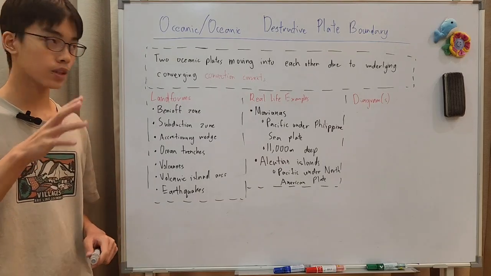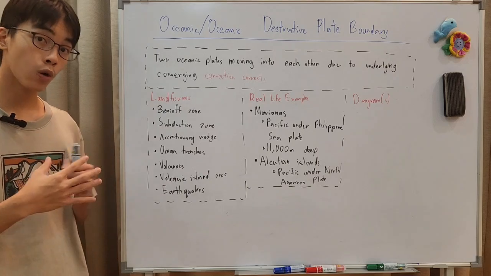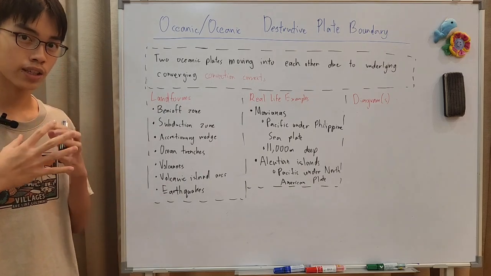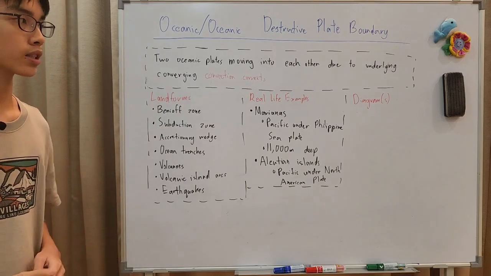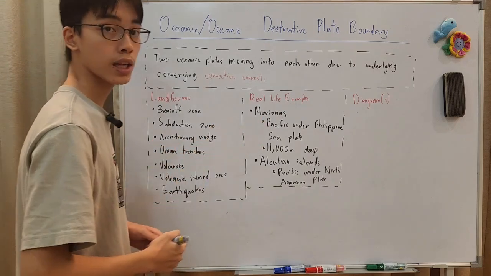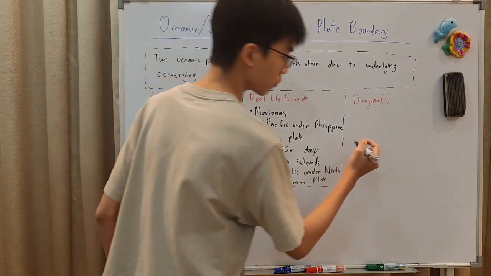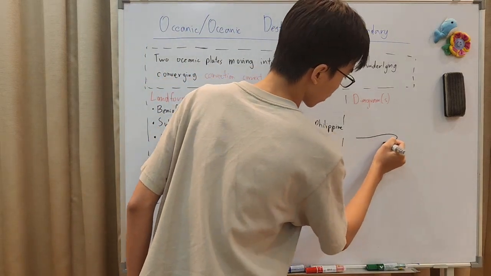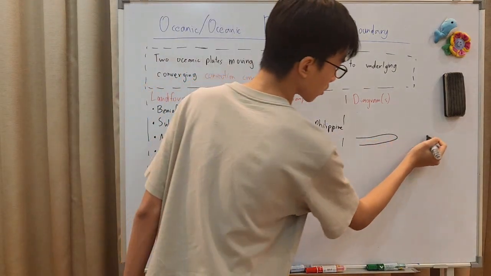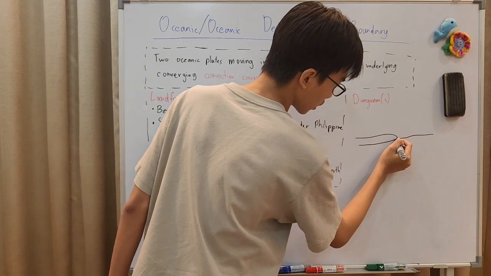Why? Because the plate would be older and therefore colder, so the materials are closer together and therefore it's denser, and it will subduct. So let's draw it and visualize it on a diagram. Two oceanic plates, remember oceanic plates are thin, so you draw two thin ones. One here and one subducting, so one wants to touch it and then go downwards.